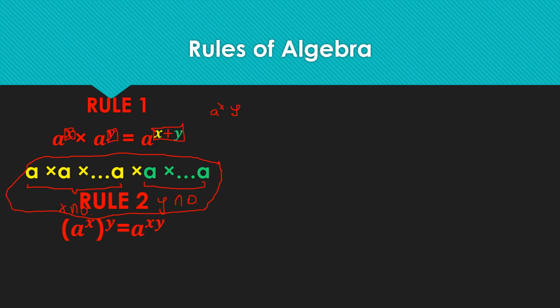A to the power of x, to the power of y, is equal to a to the power of xy. This is how it works. Let's say I have 3 to the power of 3 to the power of 2. It is simply 3 to the power of 3 times 3 to the power of 3.